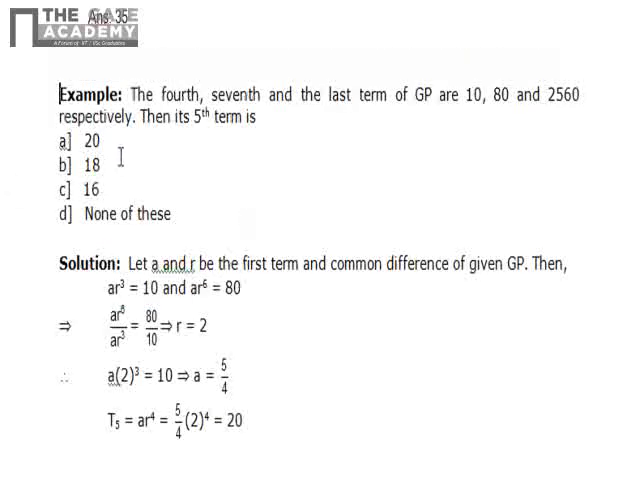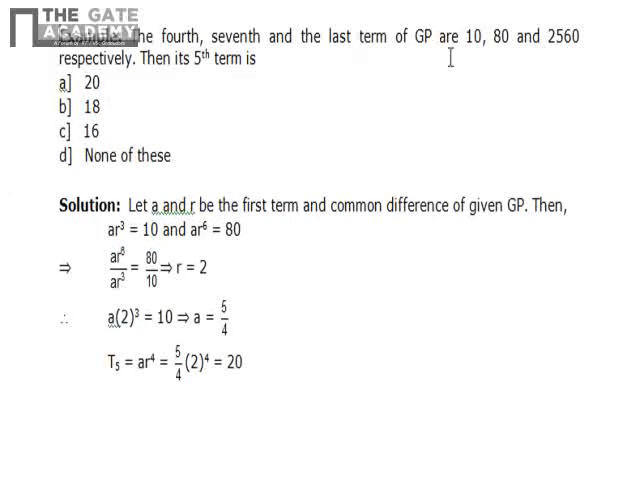Now the next example. The 4th, 7th and the last term of a GP are 10, 80 and 2560 respectively. Then find the 5th term. The 4th term means AR cube, the 7th term means AR raised to 6. So AR cube is equal to 10 and AR raised to 6 is equal to 80. If we put this in the formula, we'll get R cube as 8, therefore R is equal to 2.